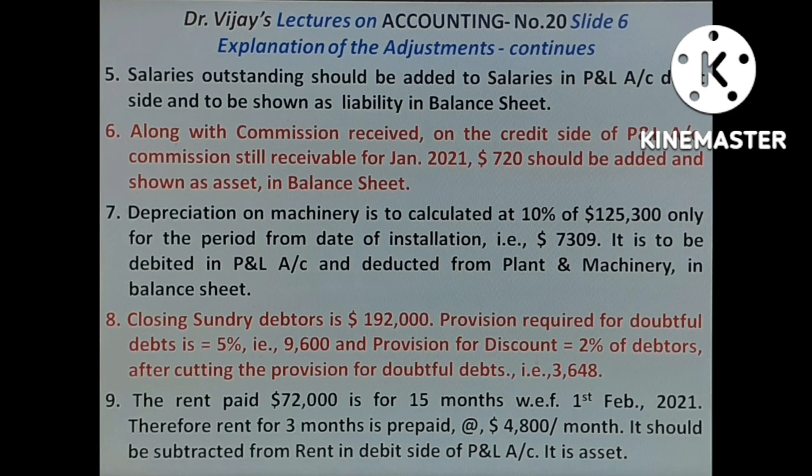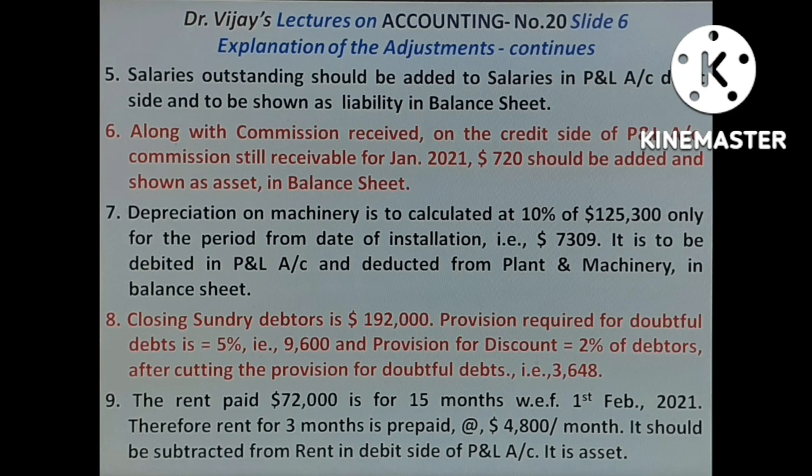Regarding provision for discount, new provision is 3,648. The formula to be applied is new provision plus discount allowed minus old provision. There is discount allowed in debit side of trial balance and there is old provision on the credit side. So you have to apply new provision plus discount allowed minus old provision. That you would show in debit side of profit loss account. In the balance sheet, from the sundry debtors, you have to subtract both the new provisions. That is 9,600 provision for doubtful debts and 3,648 provision for discount. Both should be subtracted from sundry debtors.